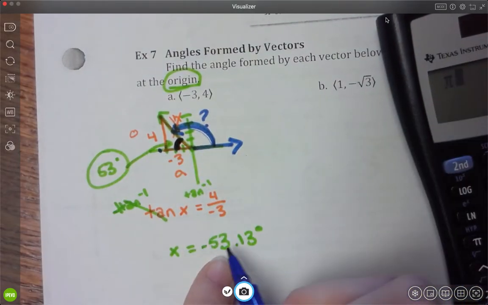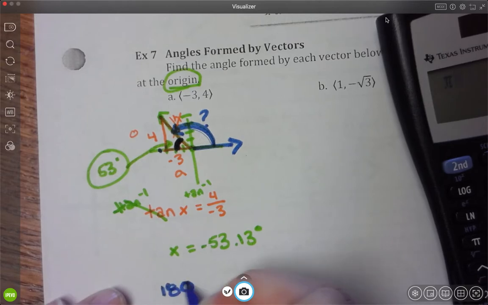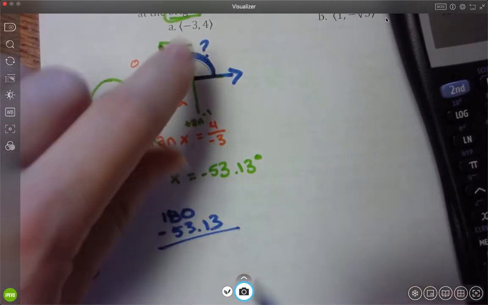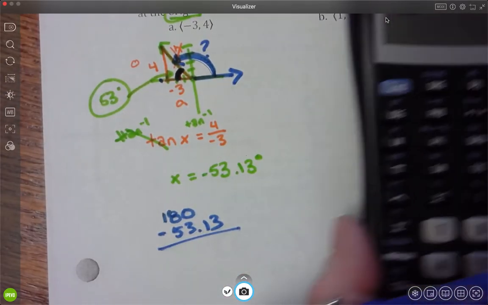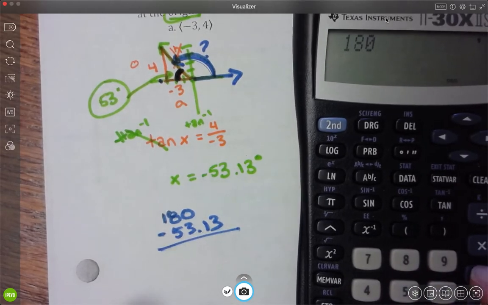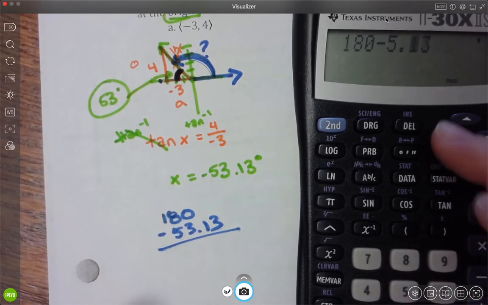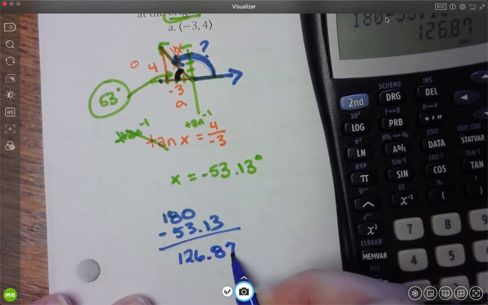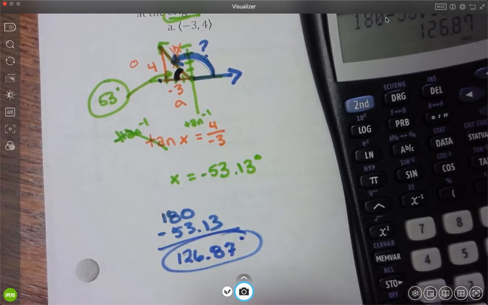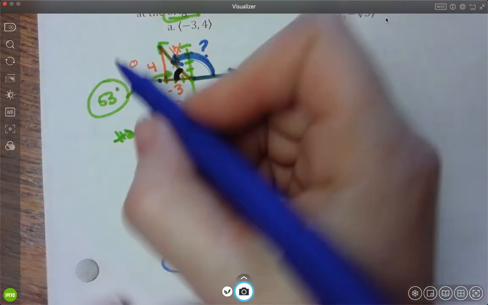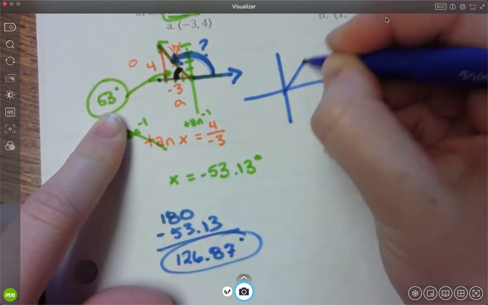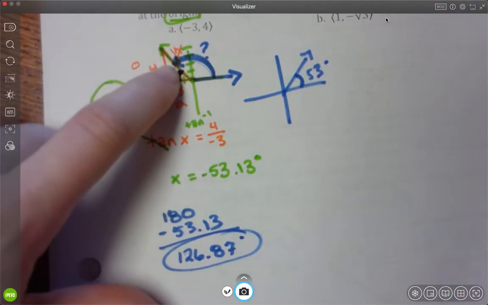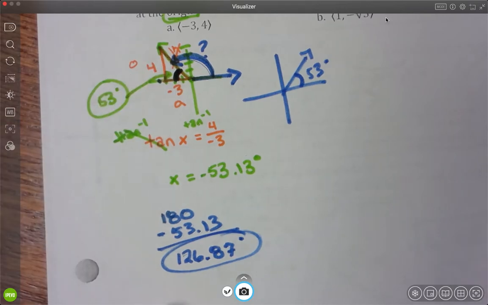So 180 minus the 53.13 degrees will give me the angle in the second quadrant that I'm wanting. So 180 minus 53.13 will give me 126.87 degrees. That's how I want to write my final answer, because they want it from standard position. If you just tell me 53 degrees, I'm going to think you're talking about 53 degrees here, right? But 126 degrees I know is in the second quadrant. So that's how I'm going to do that.